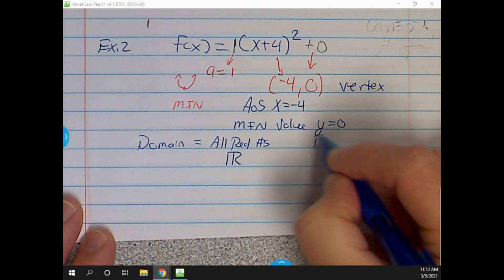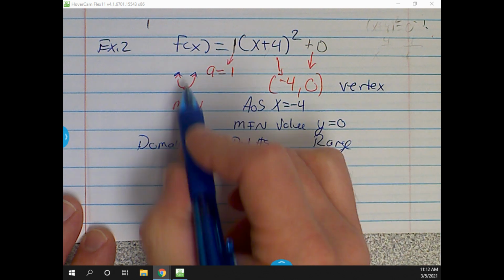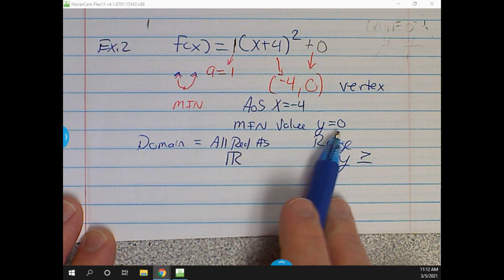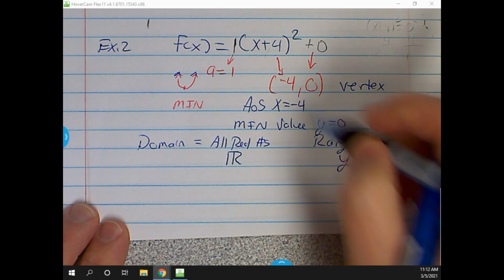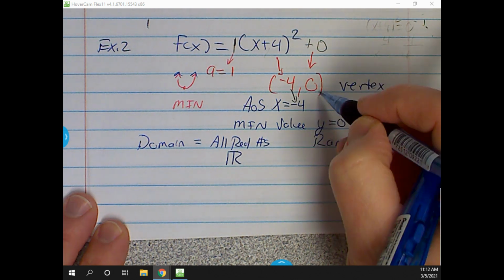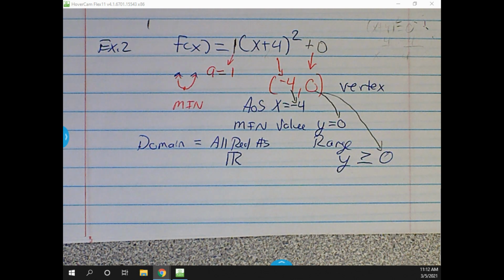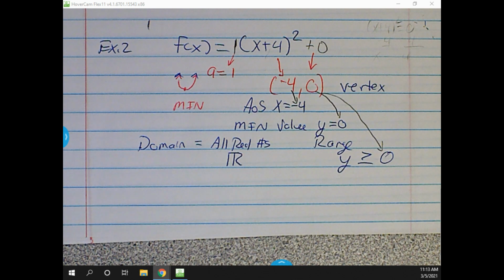The range. Again, think about the arrows. This is going up. If the arrows are going up, that means it's greater. So it's y greater than or equal to whatever the y value was that was here. So that's going to be y greater than or equal to 0. So the x value here is for the axis of symmetry. The y value here tells you the max or the min value, which is also the part of the range. Okay, so once you've got the a value and the vertex, you've got basically everything they're going to ask you to do for this thing.